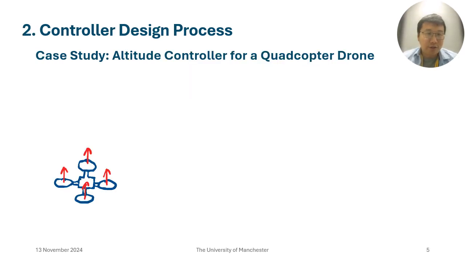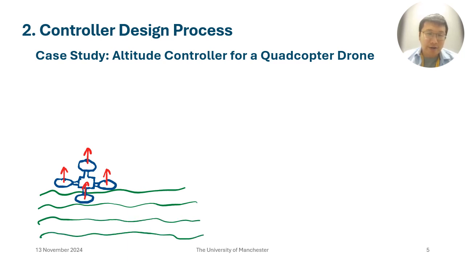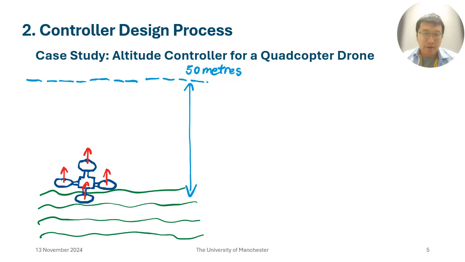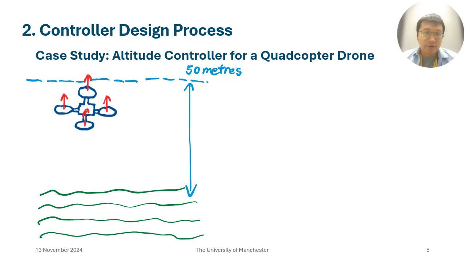Let's move on to the controller design process, which will help us understand the PID controller better. The case study we're considering now is an example of an altitude controller for a quadcopter drone. As you can see, I drew the drone there. Imagine it sits on the ground now. The aim is to lift it into the air to an altitude of around 50 meters. Say it moves like this.